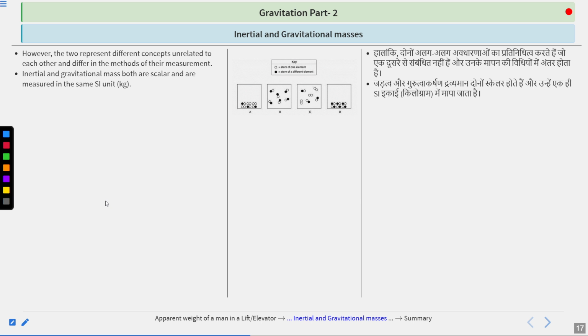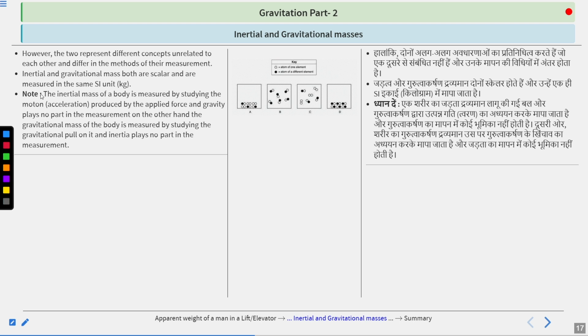Inertial and gravitational mass both are scalar and measured in the same SI unit, kg. Why scalar? Because they only have magnitude, not direction. We know there are two types of quantities, scalar and vector. When a concept has only magnitude and no direction, it is known as a scalar. When it has both magnitude and direction, it is known as a vector. So inertial and gravitational mass both are scalar and measured in the same SI unit of kg.